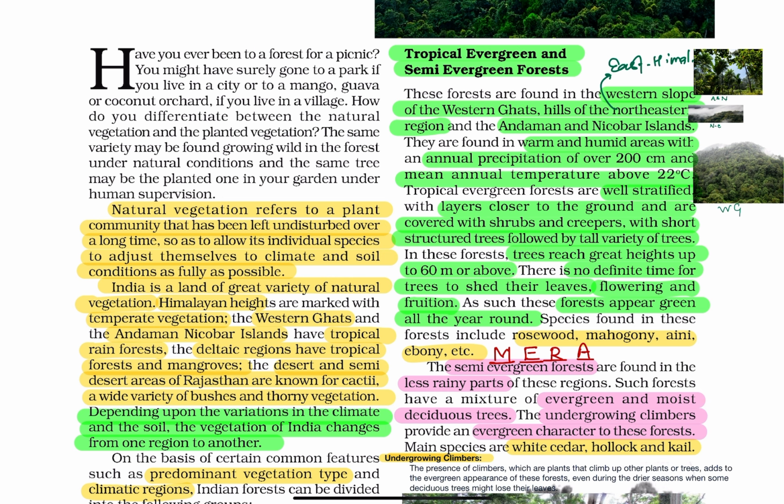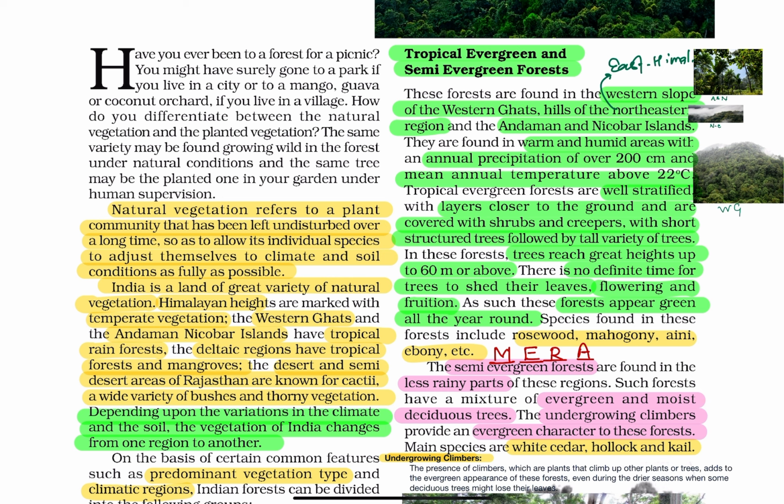I'll tell you why I'm reading it line by line, because sometimes the type of question that comes here will come this way. These types of forests are warm and humid, found in warm and humid areas with annual precipitation of 200 centimeters, mean annual temperature of 22 degrees Celsius. The forests are well stratified, with layers closer to the ground covered with shrubs. The short structured trees followed by tall structured trees. Now they'll give the option, which among the following are the forests mentioned above. That type of question comes also, which tests your conceptual clarity.